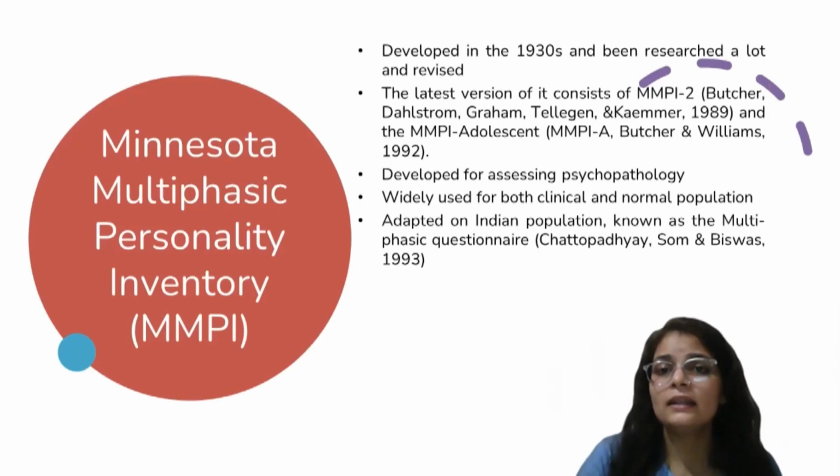It was developed in the 1930s and has been researched a lot and revised from time to time. The latest versions we use are MMPI-2 and the MMPI Adolescent. It is developed to assess psychopathology, and it is used for both clinical and normal populations. It is also adapted for the Indian population, known as the Multiphasic Questionnaire, adapted by Chattopadhyay, Som, and Biswas in 1993.